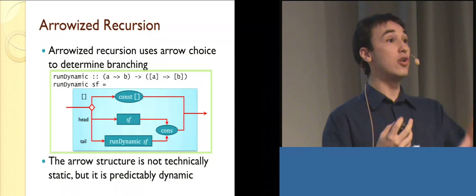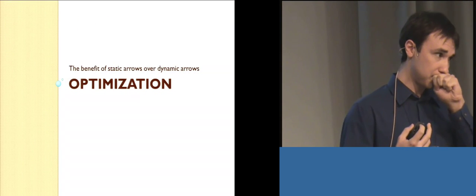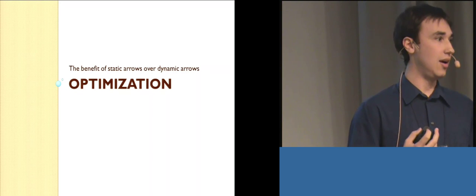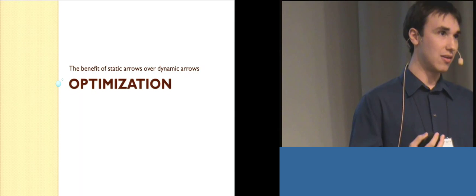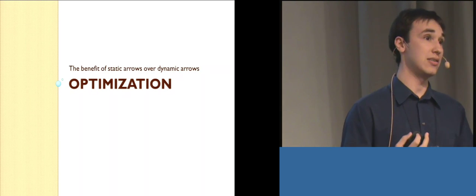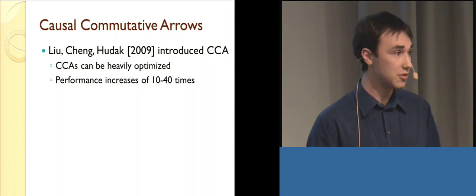It's not exactly static, but it's good enough for optimization. So the benefit of static arrows, or predictably dynamic arrows, is that we can optimize them very nicely. So we'll take a look at a particular optimization scheme, which is causal commutative arrows.